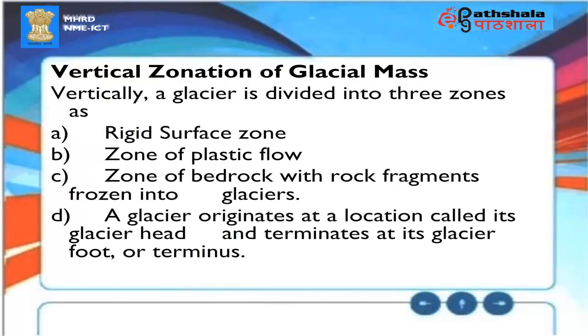Vertical zonation of glacial mass. Vertically, a glacier is divided into three zones: rigid surface zone, zone of plastic flow, and zone of bedrock with rock fragments frozen into glaciers. A glacier originates at a location called its glacier head and terminates at its glacier foot or terminus.